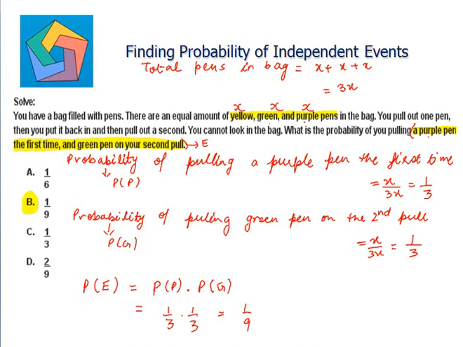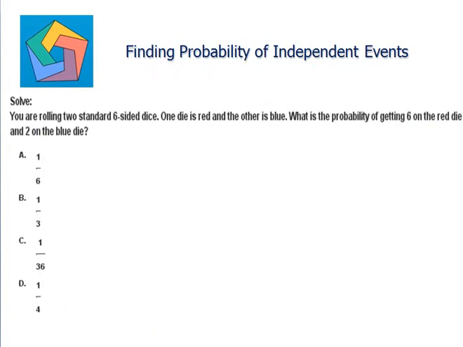Next problem. Solve. You are rolling two standard 6-sided dice. One die is red and the other is blue. What is the probability of getting 6 on the red die and 2 on the blue die? Now we are rolling 2 standard 6-sided dice. The sample space for rolling a 6-sided die is 1, 2, 3, 4, 5, 6. So total outcomes become 6.